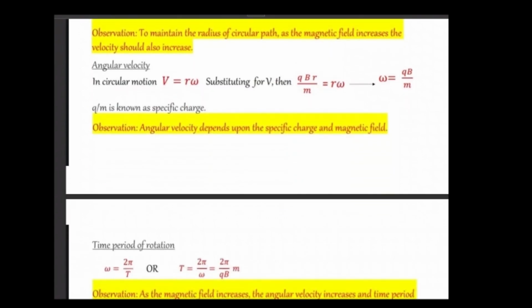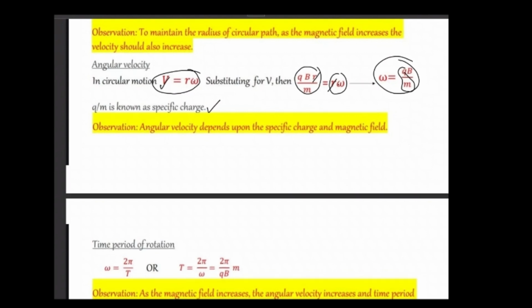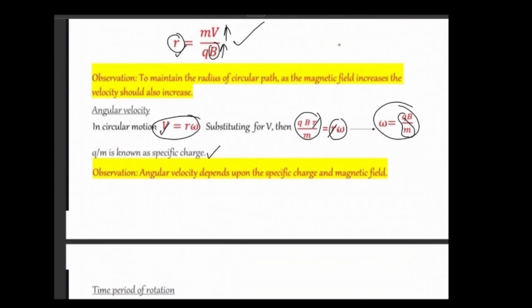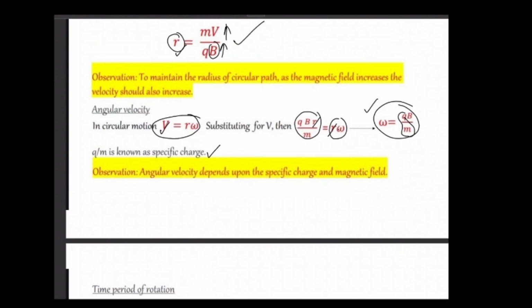Next is the angular velocity. You know the relation connecting linear velocity and angular velocity is v = rω. When you substitute the value of v from the previous equation, v = qBr/m = rω, and r can be cancelled from both sides, you will get ω = qB/m. You can see a term q/m here. This q/m is known as specific charge. So we got the value of the angular velocity as ω = qB/m.